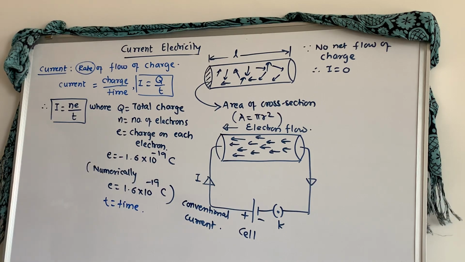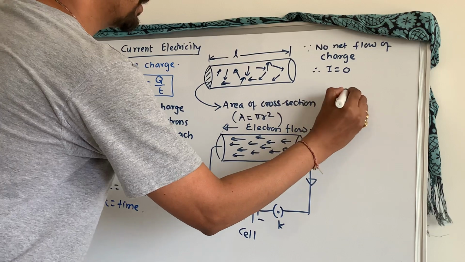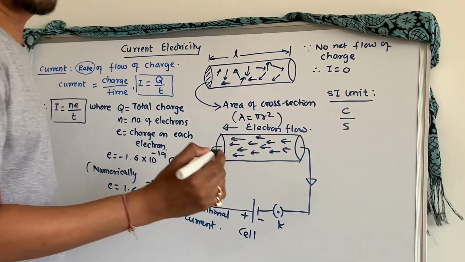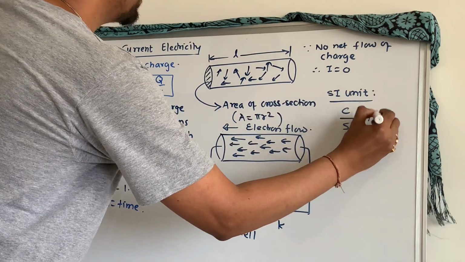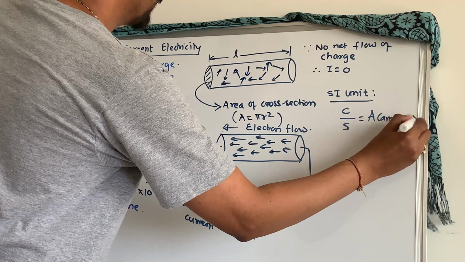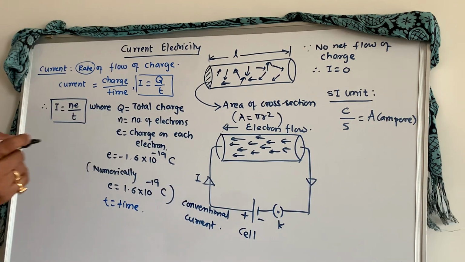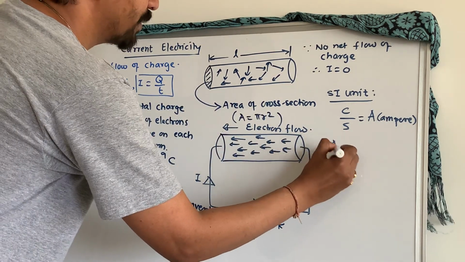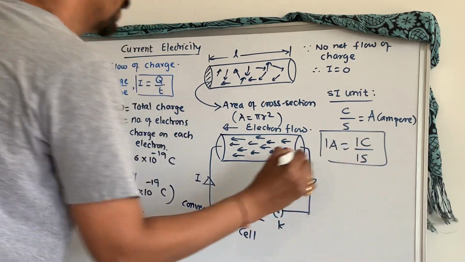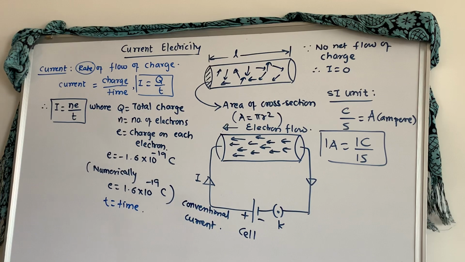Now, what will be the SI unit of current? The SI unit is coulomb per second. Coulomb per second is called ampere, capital A. If I want to write in words, a is small, ampere. So current is said to be 1 ampere if 1 coulomb charge flows through a conductor for 1 second.